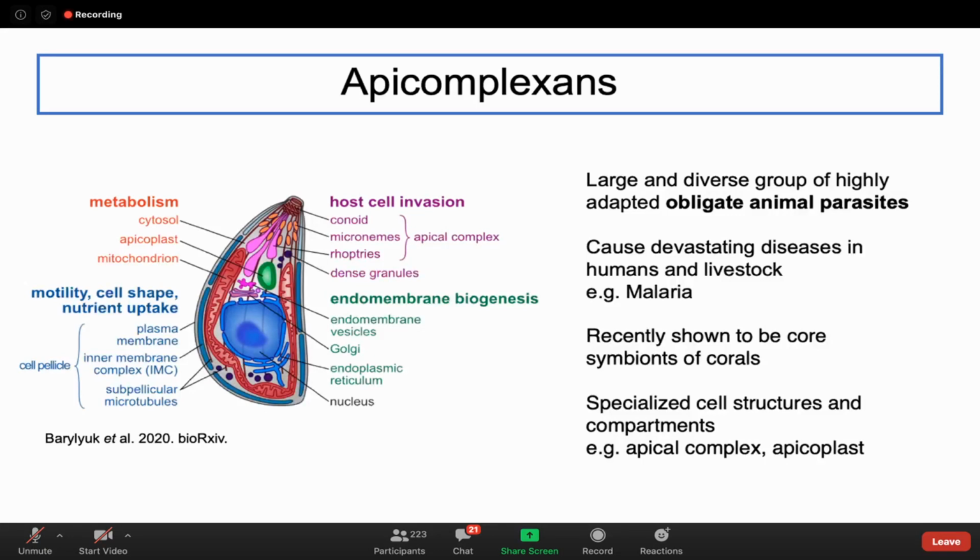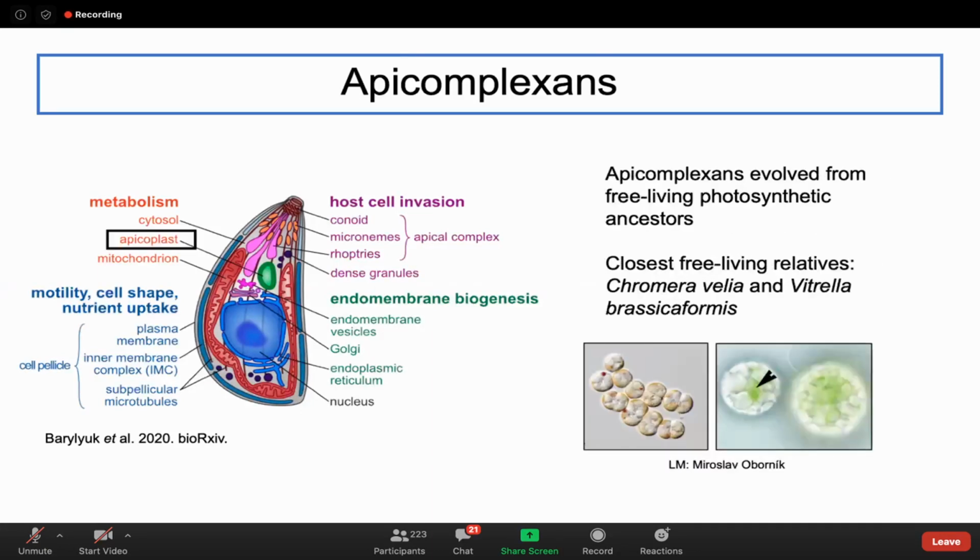Now, the apicoplast is particularly interesting because it informs us of the evolutionary history of this group. It is a remnant non-photosynthetic plastid, so it tells us that this group of parasites evolved from free-living photosynthetic ancestors into this group of parasites that we see today.